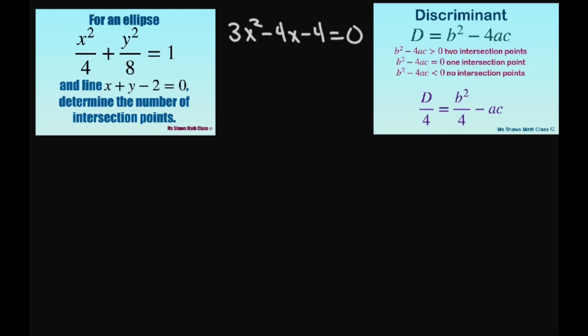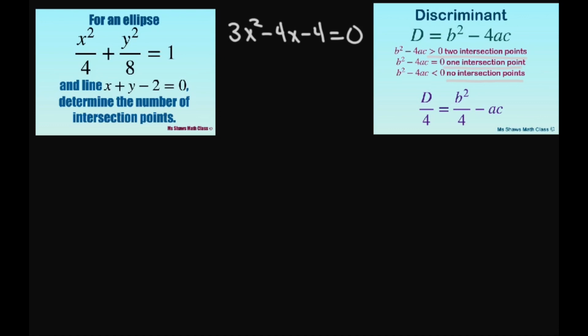Now, to use the discriminant, what we're going to do is look at this. If our discriminant is greater than 0, we have 2 intersection points. If it equals 0, we have 1 intersection point. If it's less than 0, no intersection point.